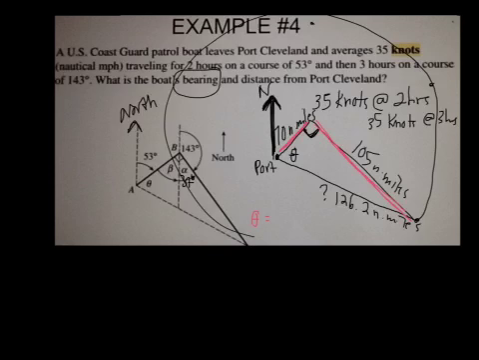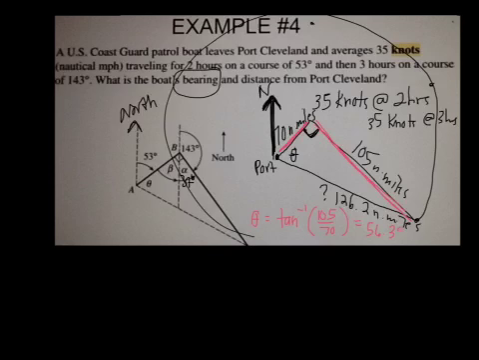Those are opposite and adjacent from our angle, so that means we will call upon tangent inverse of 105 over 70 to determine that angle. And again, make sure you're in degree mode. The calculator says that that angle theta is 56.3 degrees. Again, this is not your bearing.